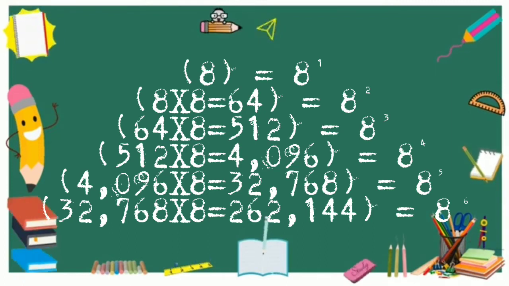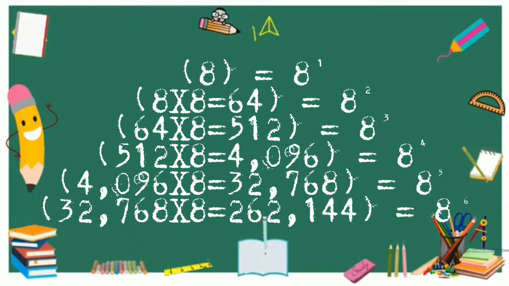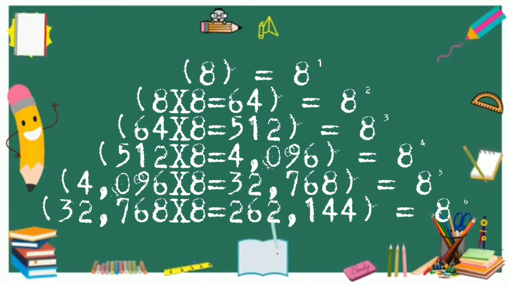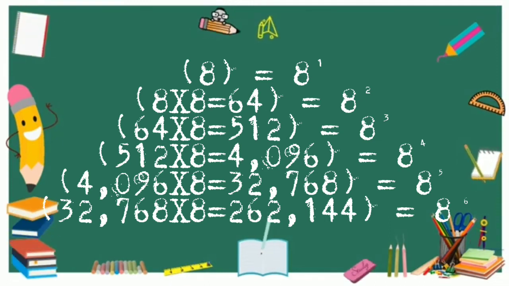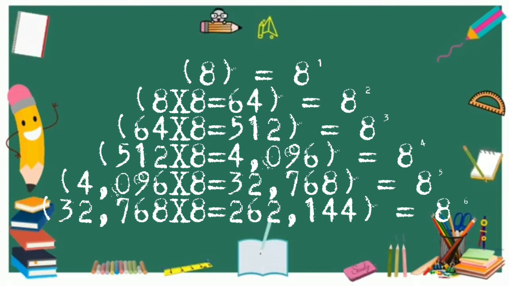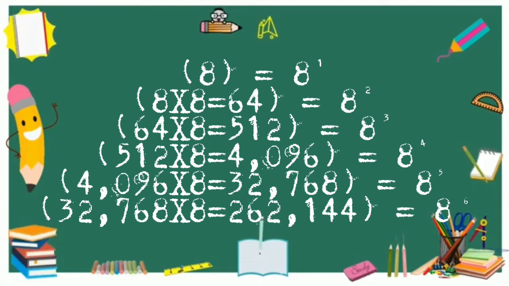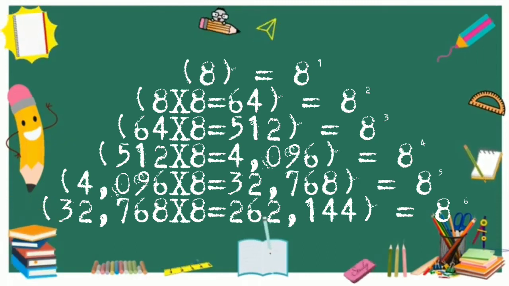Then 64 times 8 is equal to 512, and it is equivalent to 8 cubed, or 8 raised to the power of 3. 512 times 8 is equal to 4096, and 4096 is equivalent to 8 raised to the power of 4.